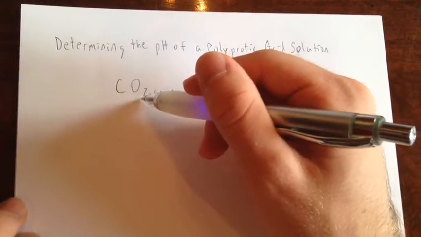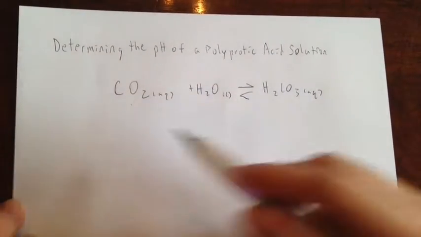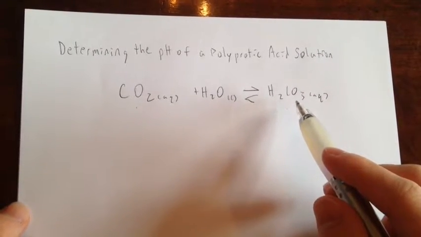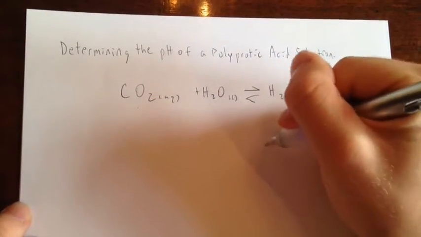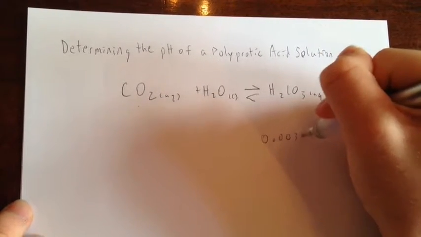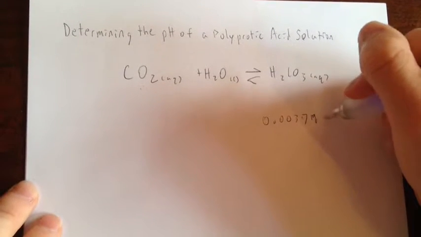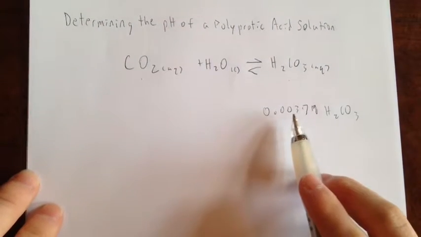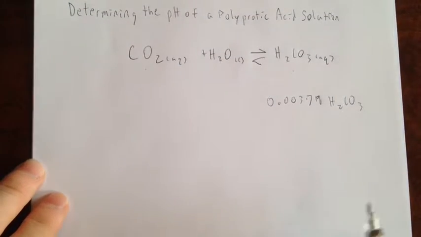The solubility of CO2 in pure water at 25 degrees Celsius and 0.1 atmospheres is 0.0037 molar. This is the assumed concentration of the carbonic acid solution. We will be determining the pH of this.